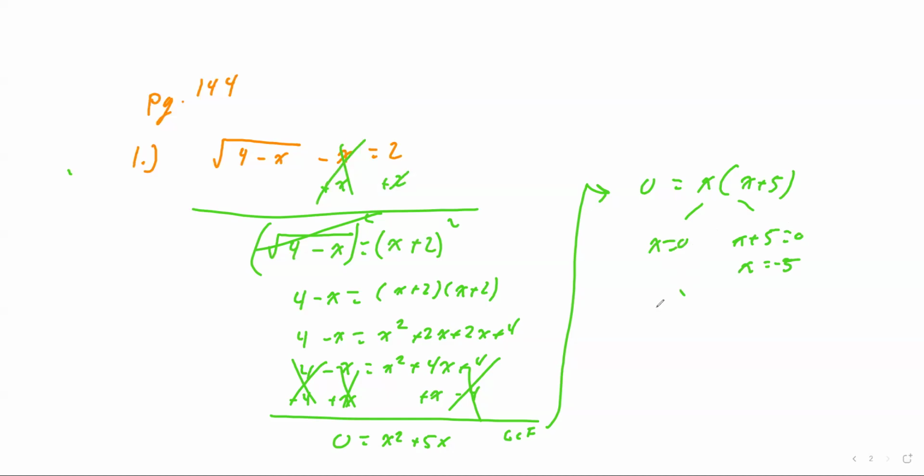So now all we got to do is just check it. So I'm going to quickly check 0. So this will give me square root of 4, which is 2, minus 0, which is 2. So x equals 0 is an answer.